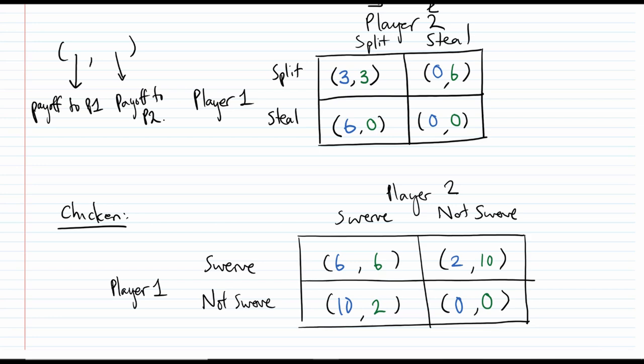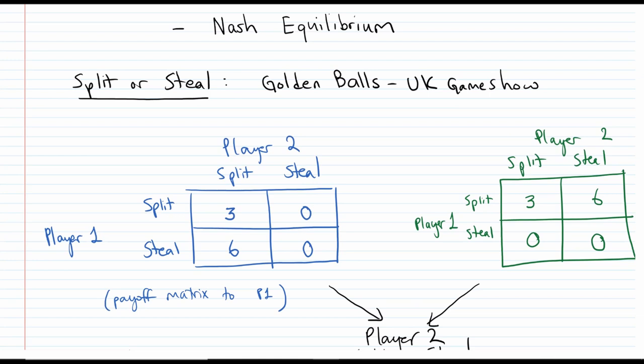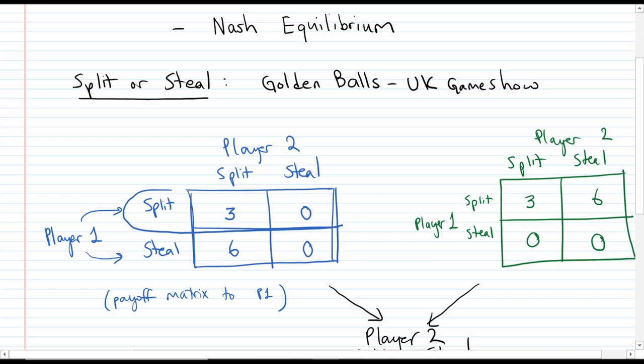So let's take a look at the payoff matrix for Split or Steal. And let's just think about player one. So we're player one here, and we're going to either choose to split or steal. And now what are our payoffs if we split and steal? If we split, we're getting payoffs of 3 and 0. But notice that we're only going to improve our payoffs by switching to steal. Steal is just a strictly better choice than split.